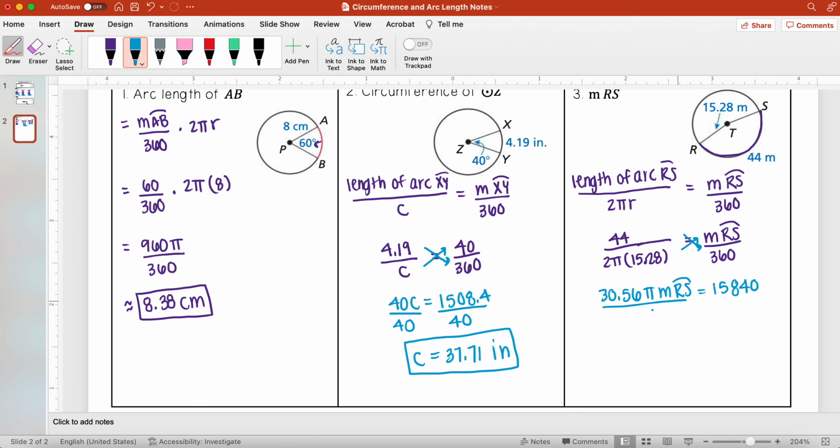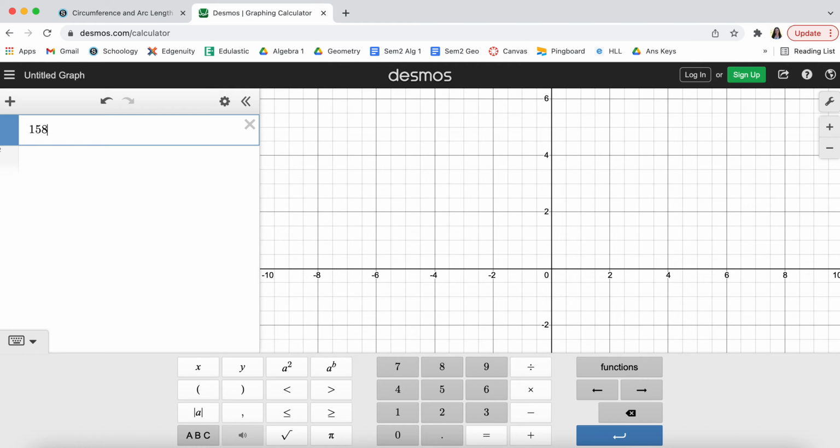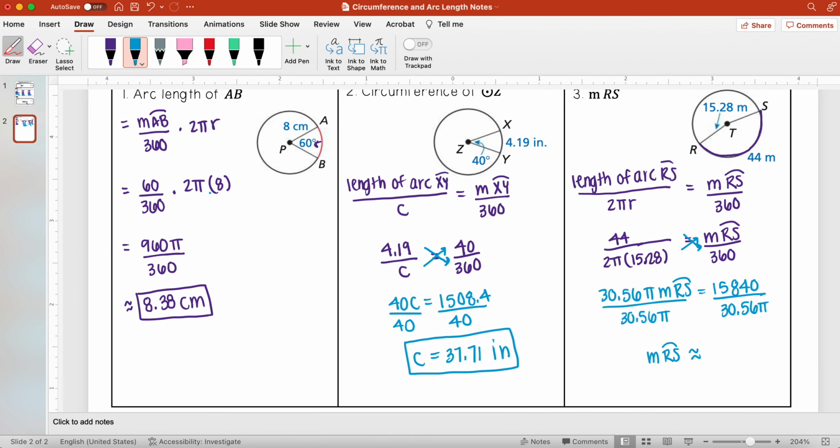And then I'll divide both sides by 30.56 pi. So I'm going to go 15,840 divided by 30.56 pi. And I get, rounding to the nearest hundredth, 164.99 degrees.